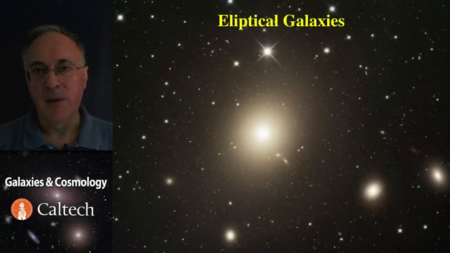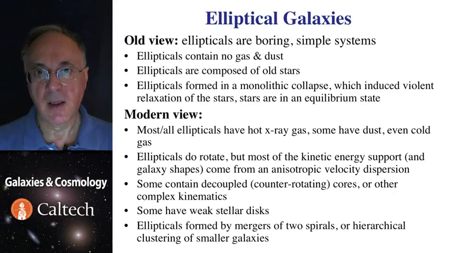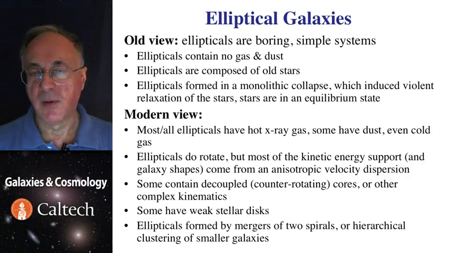We now turn our attention to the other end of the Hubble sequence, the elliptical galaxies. In Hubble's definition, ellipticals were old, boring systems containing just old stars with no star formation, no dust, no gas, and the first theories of their formation were that they formed through single monolithic collapse of a giant protogalaxy where all the stars were made. Turns out all of these are incorrect.